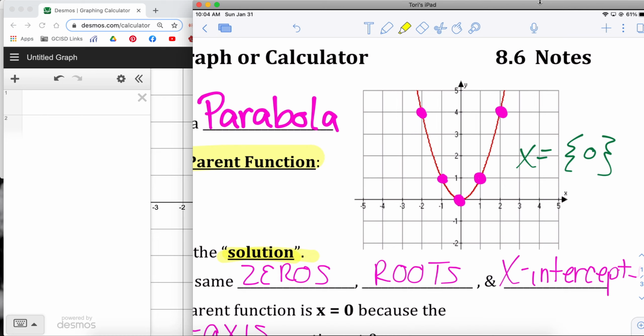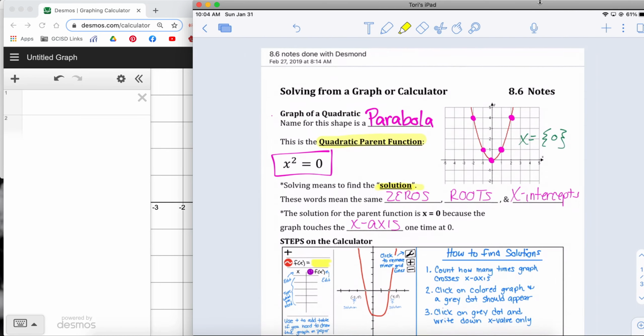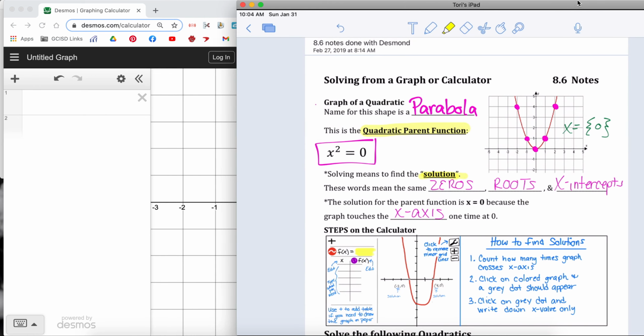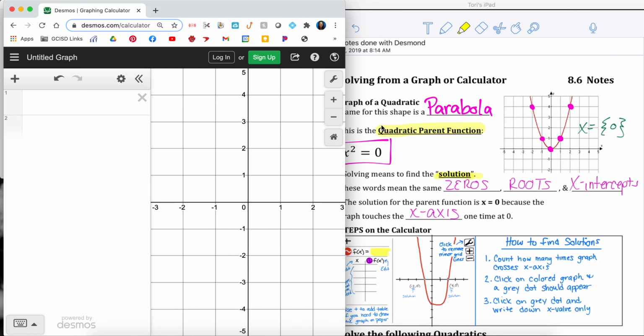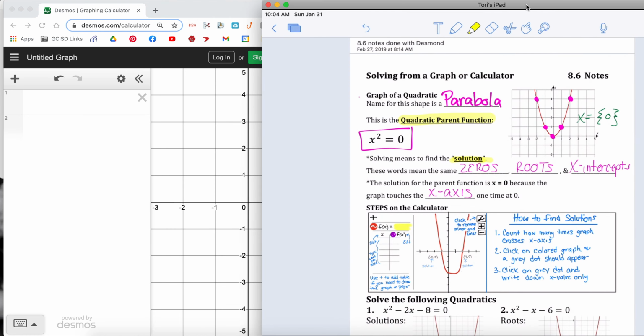Second thing you need to know is what the solutions are. The solutions are where it crosses the x-axis. So this graph has one solution. That solution is 0 because that is where the graph crosses the x-axis. All right, let me zoom this out just a little bit again. Try and put him back. There we go.